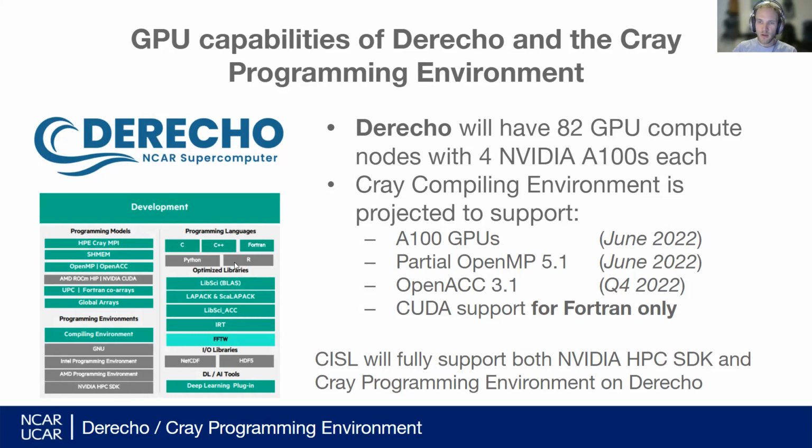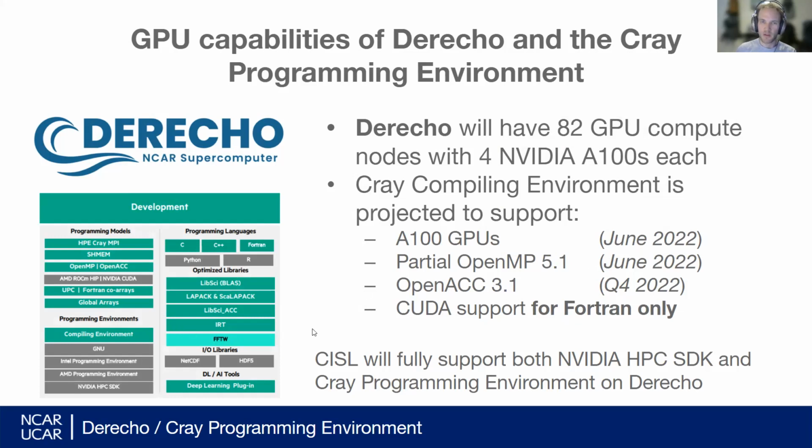They are doing a lot of active development on this, and the compiling environment in particular is projected to support these various things around these dates. So A100 support in these libraries will come in June. Partial OpenMP 5.1 support will also come in June. OpenACC 3.1 standard support should come in towards the end of 2022, with full 3.0 support coming as well in June. And it's important to note that the CUDA support is for Fortran only in their tools.